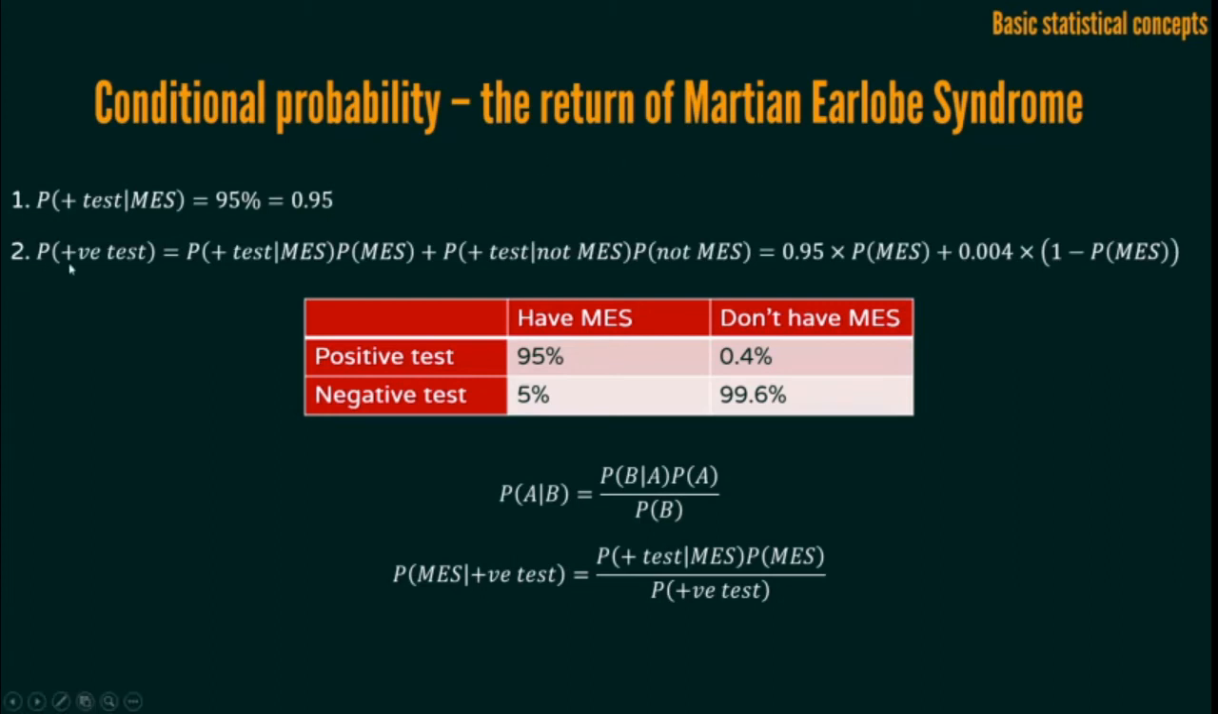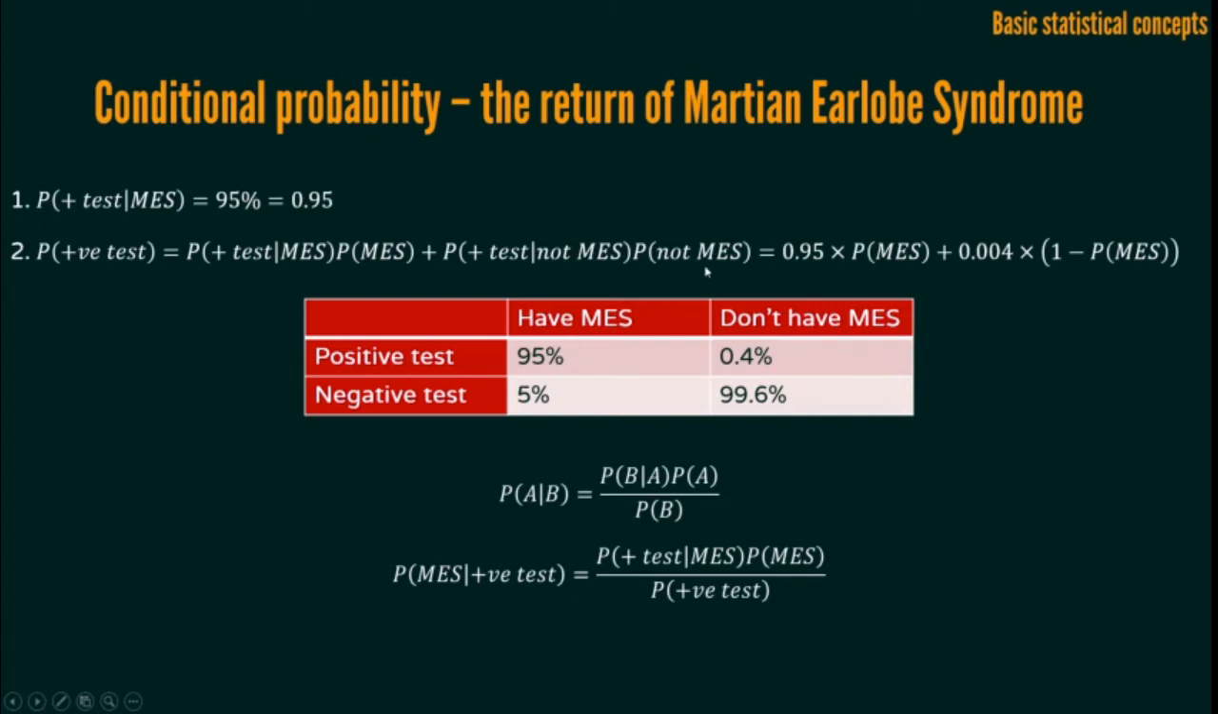So the probability of a positive test equals the probability of a positive test, given that we've got Martian earlobe syndrome, times the probability that we've got Martian earlobe syndrome, plus the probability of a positive test, given that we haven't got Martian earlobe syndrome, times the probability that we've not got Martian earlobe syndrome.